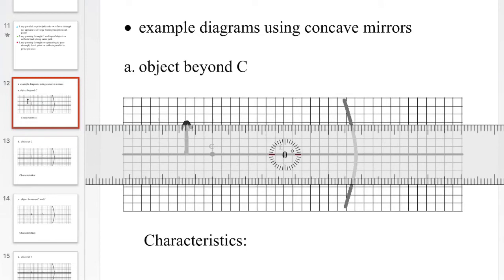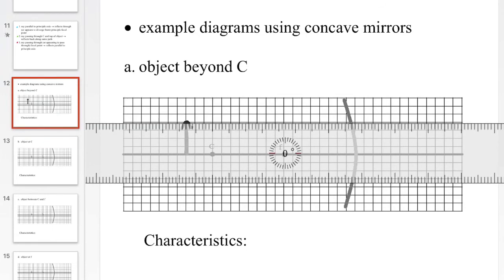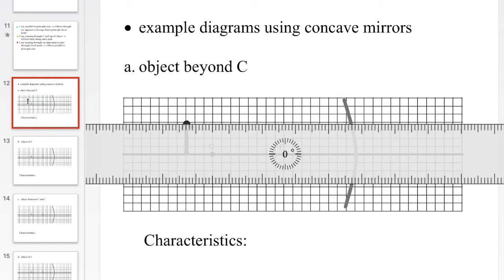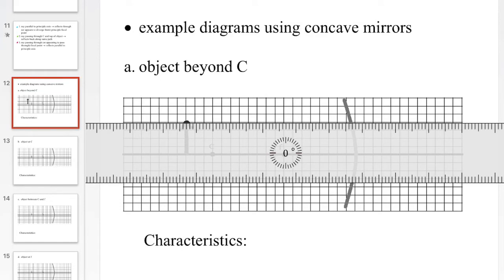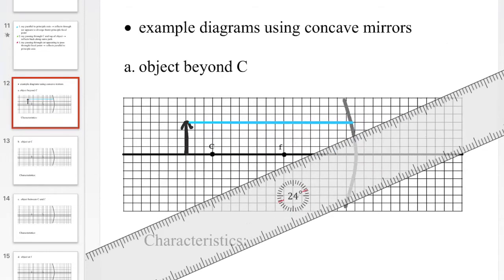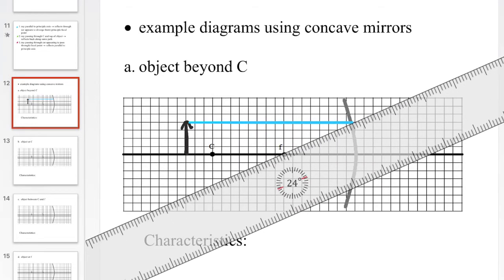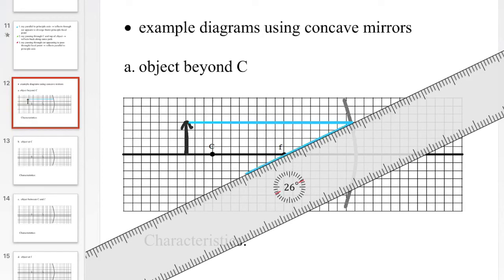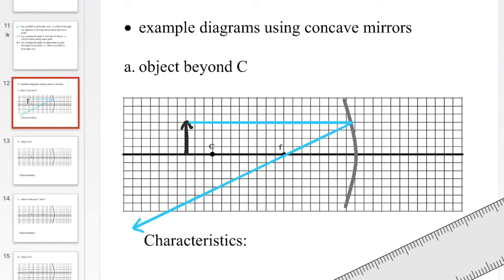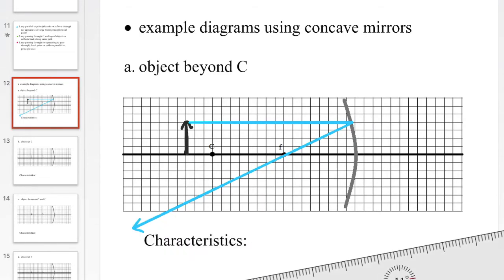Okay, so again, I'm going to take my ruler here and it's going to go from the top of the object to the mirror, but it's going to be parallel to the principal axis. It's going to do something like that, okay? And then of course it's going to go from there and it's going to bounce off and go through the focal point. And it's going to bounce off and go like that. Okay, so there is my first ray and what I know is going to happen with it.